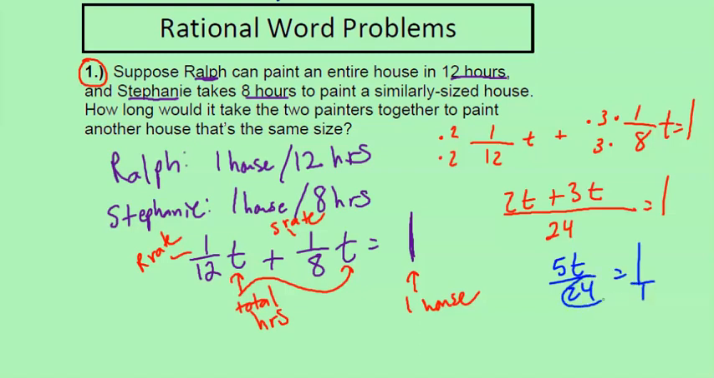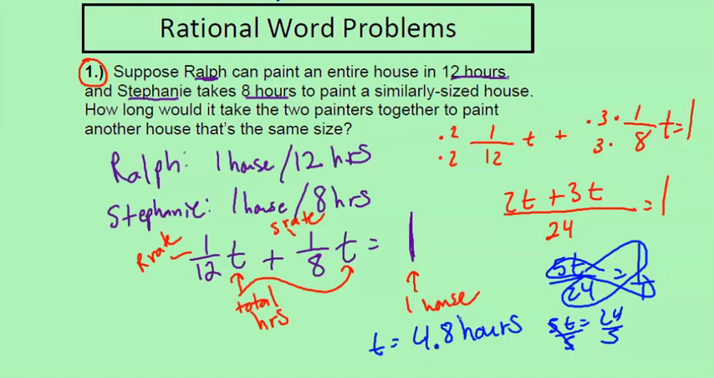Cross multiply. And then we have 5t equals 24, divide by 5 on each side. So t would equal 4.8 hours. So you would do these for work problems.